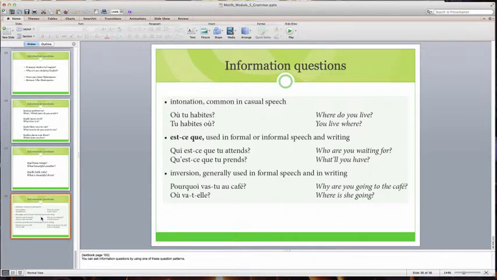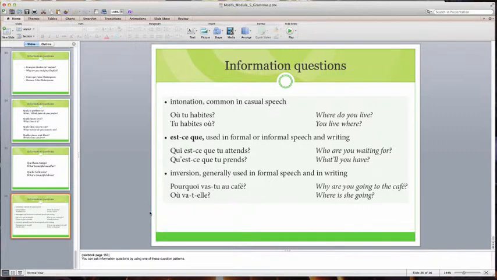Lastly, let's go over the basics. We talked about intonation. This is common in casual speech. Où tu habites? Tu habites où? Using intonation and raising your voice are pretty common when people are talking. Est-ce que is used also when you're talking. You can use it when you're writing as well, but it's easier because you don't have to do the mental gymnastics of the inversion. And so, even though it's a little bit longer, in terms of what you write out, it's easier. Qui est-ce que tu attends? Qu'est-ce que tu prends?